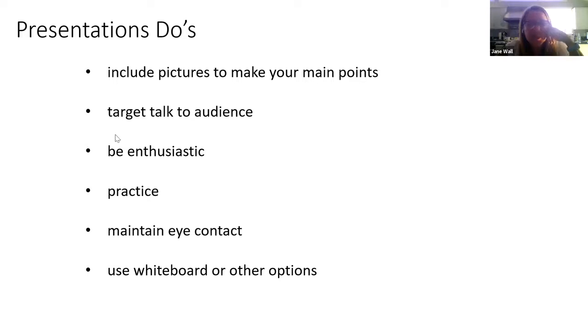Okay, do be enthusiastic, do practice, do maintain eye contact. There are also whiteboards you can use, especially back in the day when we were doing this in person. It's much more effective to just go over and write on the board rather than show a slide that's got the bullets up there, especially if you're trying to do an example of something. Okay, so it's easier for the person to follow.